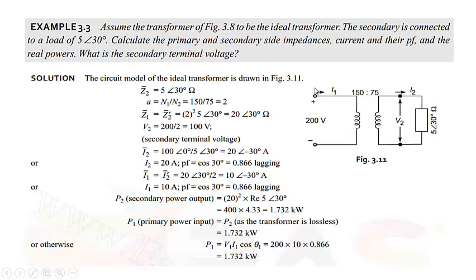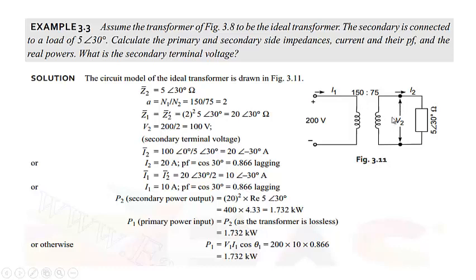This is very simple. The primary is supplied by a voltage of 200 volts and the turn ratio is 150 divided by 75, that is 2. V2 and I2 are to be calculated, I1 is to be calculated, and Z2 is given as 5 angle 30. So Z1 can be calculated as Z2 dash, that will be equal to N1 divided by N2 whole squared into Z2, that is 2 squared into 5 angle 30, that is 20 at an angle of 30. From this Z1 we can calculate I1, because I1 will be equal to 200 divided by Z1.